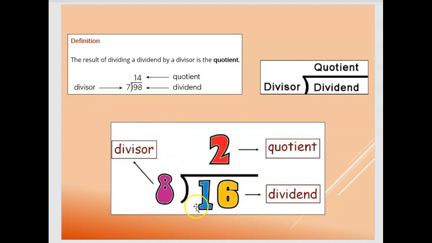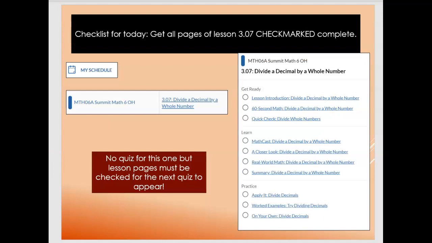16 would be the dividend, the divisor would be 8, and the result of a division problem is always called a quotient. Let's keep that in mind because we really have to go back to regular long division to learn how to do long division with decimals. Dividing a decimal by a whole number is just like dividing two whole numbers, except for where the decimal is placed.